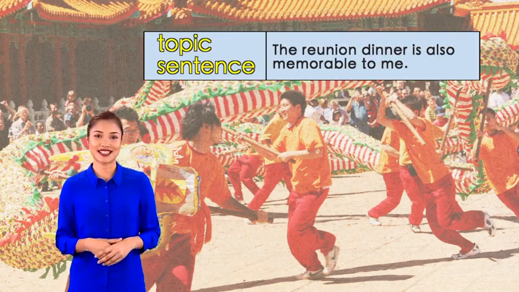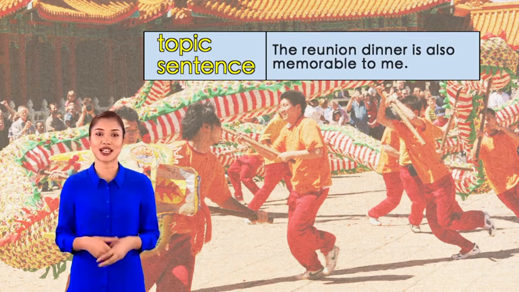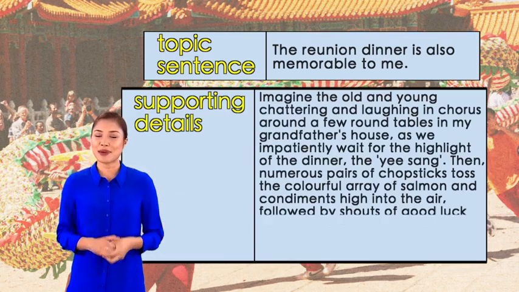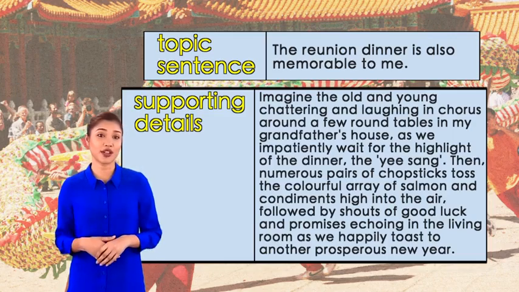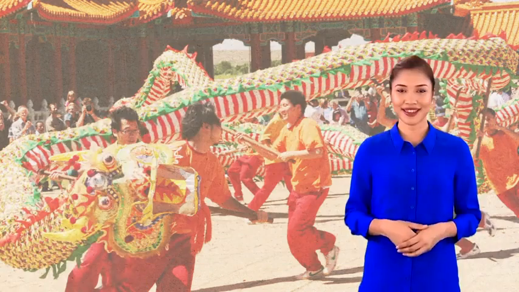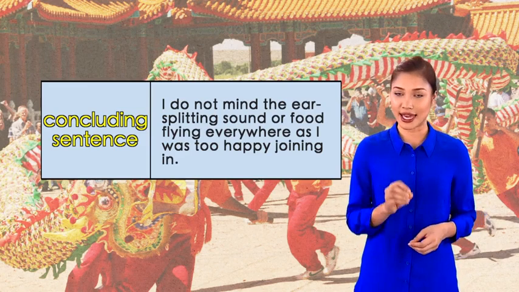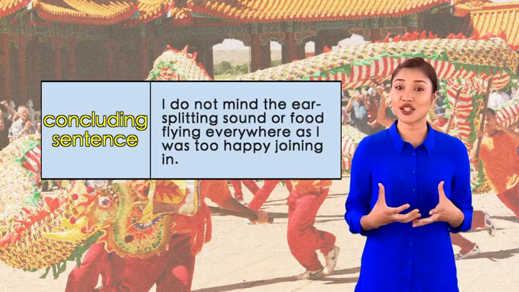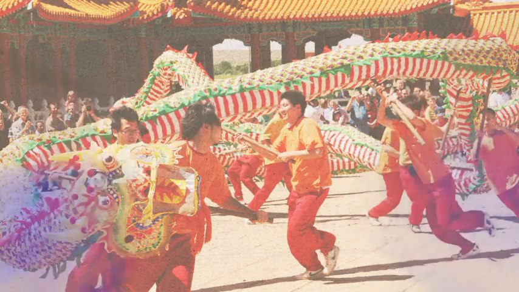Here is the topic sentence. I begin with the main idea, which is the reunion dinner. This is my supporting detail. I have described the scenario of the reunion dinner. This is the concluding sentence for the paragraph. Again, I stated my feelings during the dinner to fulfill the requirement of the question.